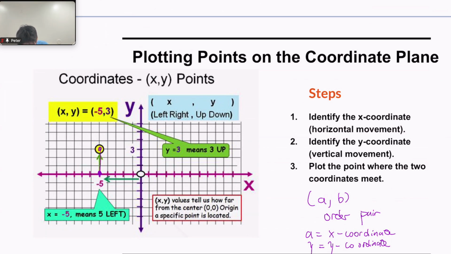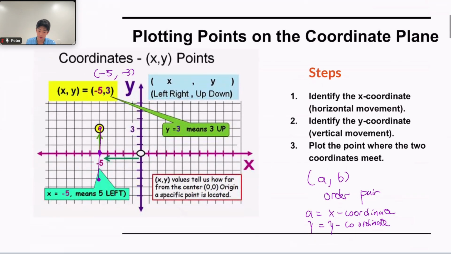So first we find the x-coordinate, and then we find the y-coordinate and move up or down from that point vertically. For example, if this is -5, -3, we have -5 here, and because this is -3, we move down 3 units. So 1, 2, 3. So this will be -5, -3. The x and y values tell us how far from the center, the 0, 0 origin, a specific point is located. X means right or left and y means up or down.